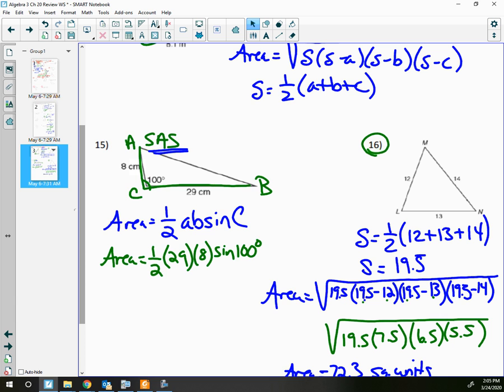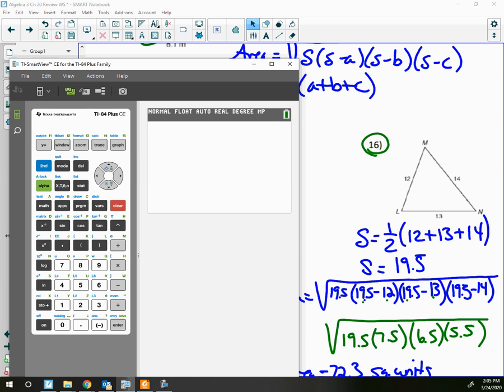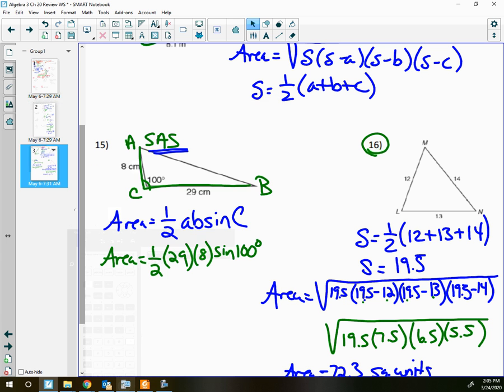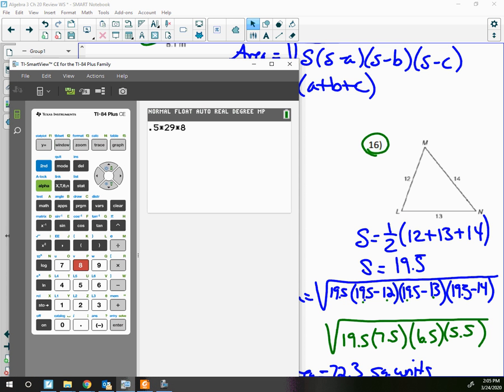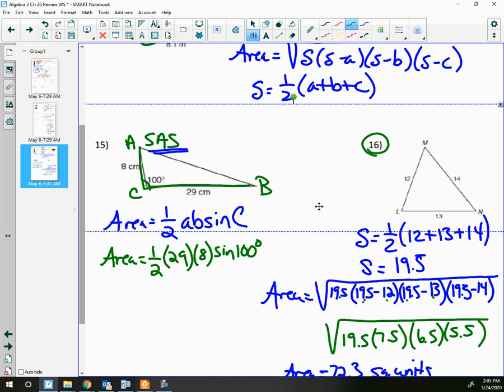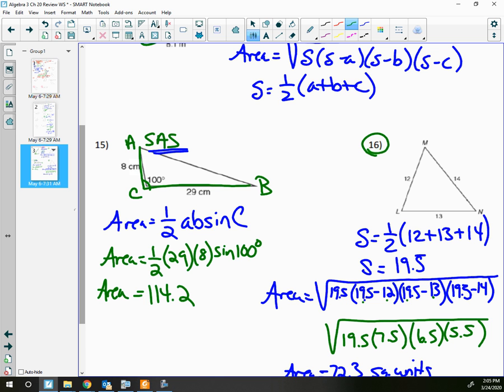And we just multiply those together. So we've got 0.5 times 29 times 8, and times the sine of the included angle, 100. All right, which gives us 114.2 if we round to tenths. So 114.2. What units would it be in? Well, this is area again. These were in centimeters, so a centimeter times a centimeter would give us centimeters squared. So we're looking for the area.